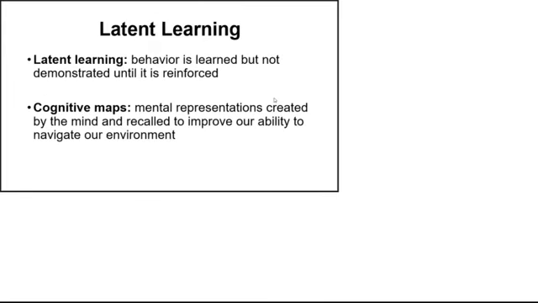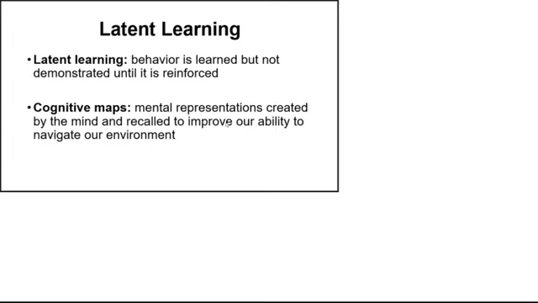One of the biggest concepts here is the idea of latent learning. This is when we learn something, a particular behavior, a particular response, but we don't actually demonstrate knowing that response until there's reason to demonstrate it, until we're motivated or reinforced to do it. Most of this was studied using the idea of cognitive maps. Cognitive maps are mental representations that we create in our minds, and we can use them or recall them to improve our ability to navigate.